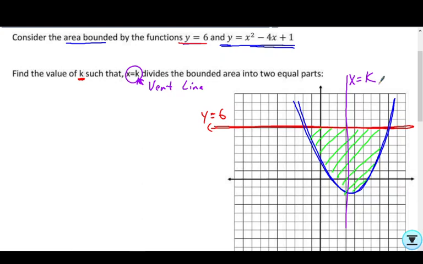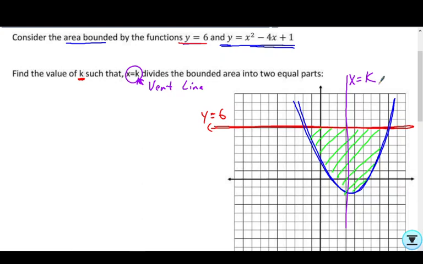Now, most of my students, the first thing they would do is find the total area and then divide it in half. But that's not anywhere near what this problem asks you to do. It didn't ask you to find half of the area, it asked you to find the line that would divide it into two equal areas.